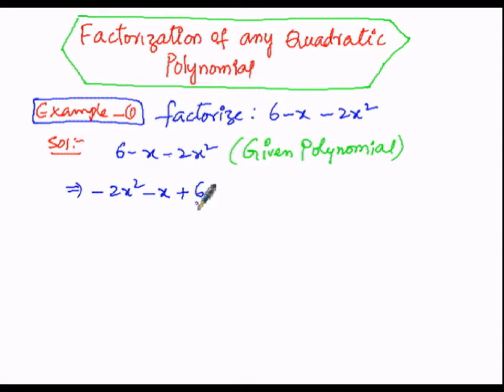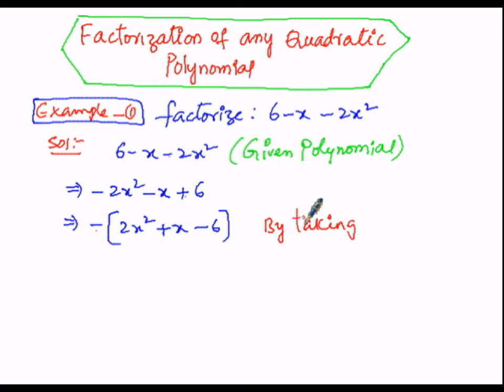So, here I have arranged the terms of the given polynomial as per the decreasing degree of the variable. Then overall I want to take minus sign as common. When minus sign is taken as common, just 2x square is left within the bracket. When minus sign is written in front of the bracket, the signs inside the bracket will be changed. Minus x becomes plus x, then plus 6 becomes minus 6. So, here we got this step by taking minus sign as common.